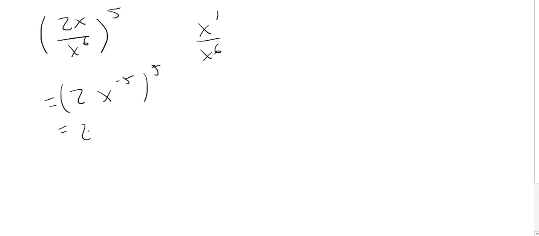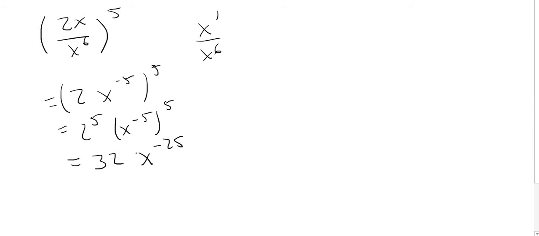Now, that 5 does belong to everybody. 2 to the 5th is 2 to the 5th. You can simplify it. And then x to the negative 5th gets raised to the 5th as well. This 5 belongs to the 2 and to the x to the negative 5th. So that gives me 32. 2 to the 5th is 2 times 2 times 2 times 2, 5 times. And then x to the negative 5 to the 5th power. I can multiply those powers. It gives me x to the negative 25. After each step, you should kind of just pause for a second and say, am I done? Am I done? Am I done?